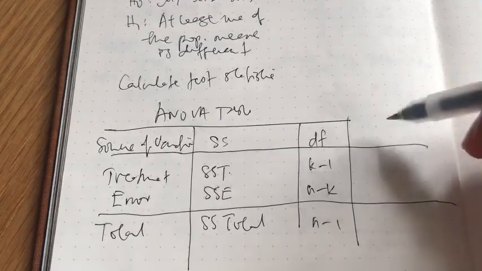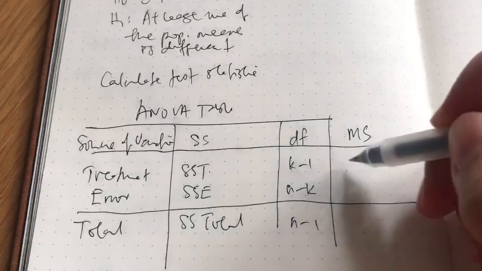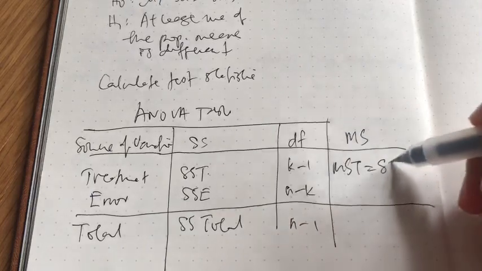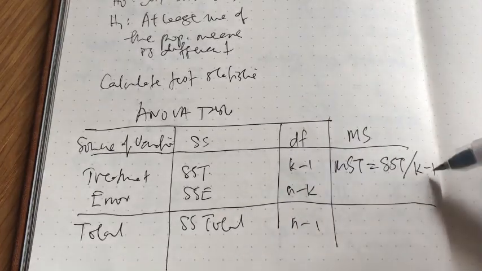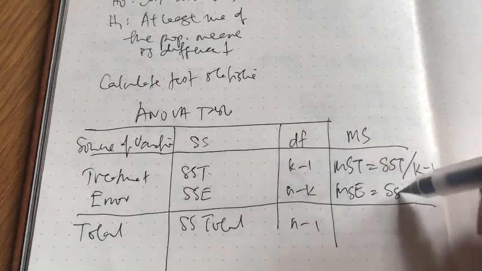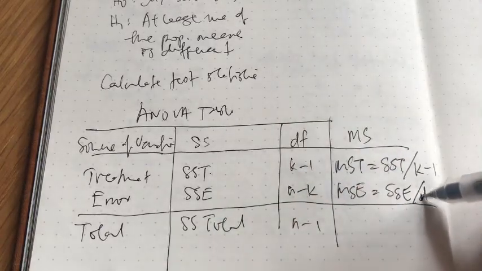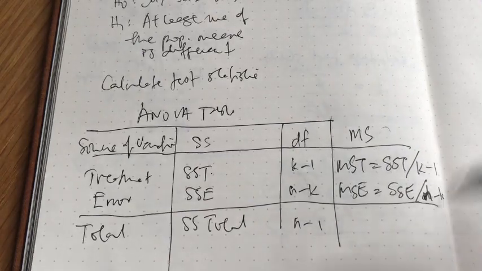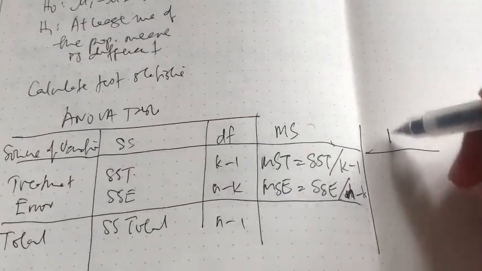Then the next column would be the mean square. Here would be the mean square due to treatment. How we get this is basically SST divided by the degrees of freedom for the treatment, which is k minus 1. Here's MSE, and to get that is basically the SSE here divided by the degrees of freedom, n minus k. So we just concern with these two. There's no total here. And finally, there, we calculate the F.